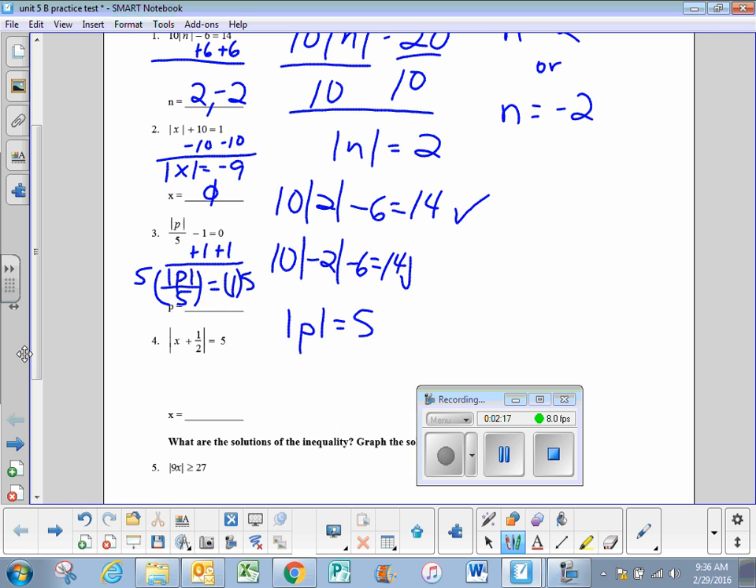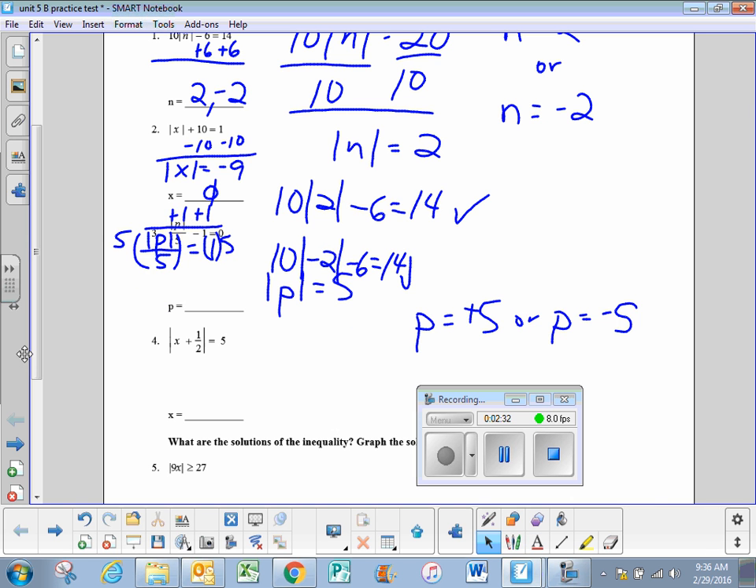Once I have isolated my absolute value, I write 2 equations, p equals 5, or p equals -5, and there's my answers. So these ones were not very difficult because once we isolated our absolute value, we just got our 2 answers, and plus or minus 5 is fine. If we check those, they would work.